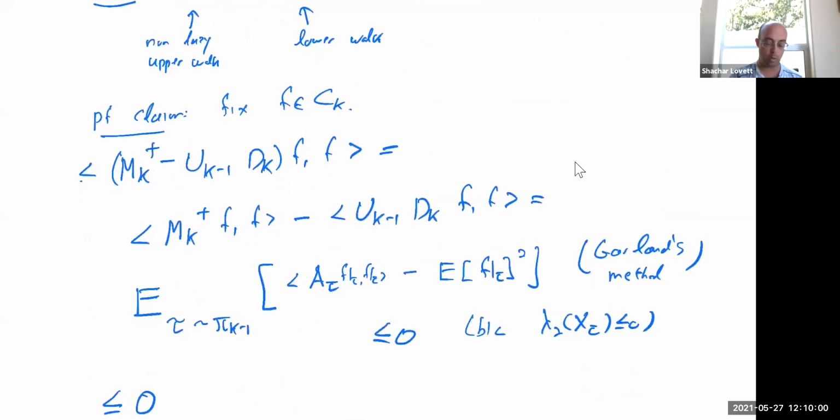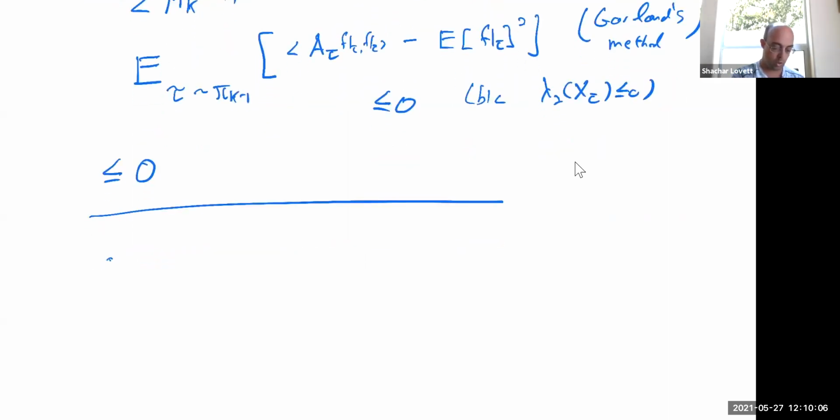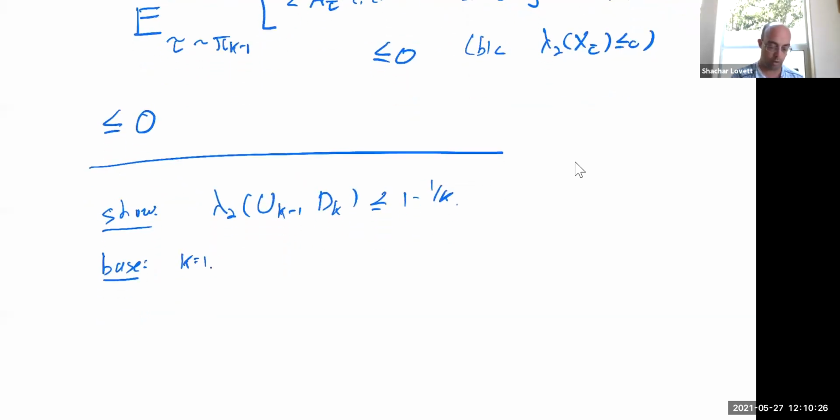So the first thing is just, let's look at k equal to 1. k equal to 1 is trivial. So now I want to use this to show that lambda 2 of Uk minus 1 Dk is at most 1 minus 1 over k, and by induction. So the base case is going to be k equal to 1. Well, what is k equal to 1? Well, we have, what is D1 U0?